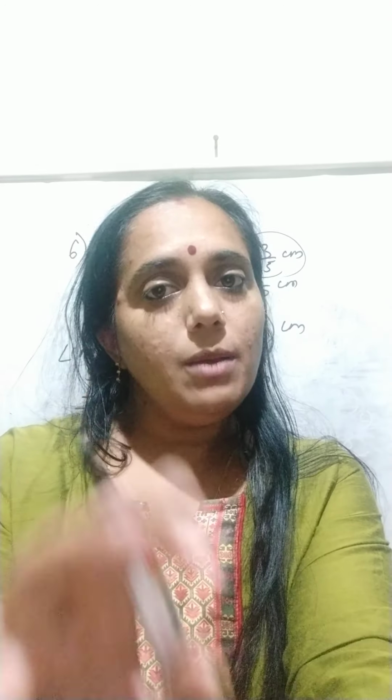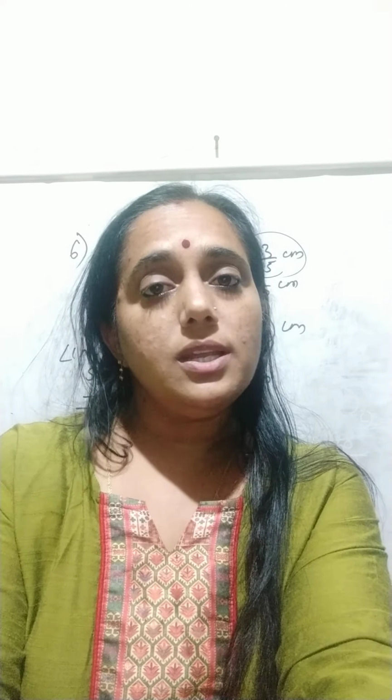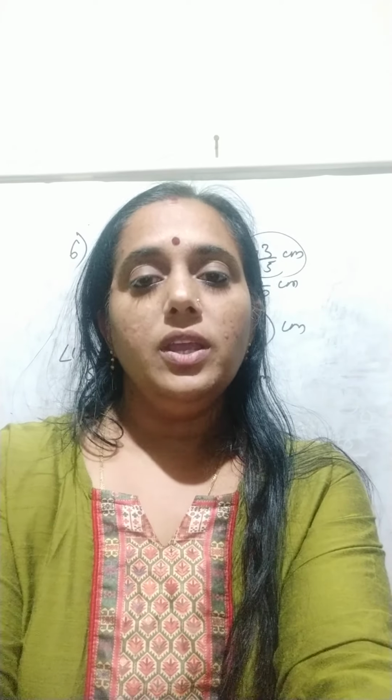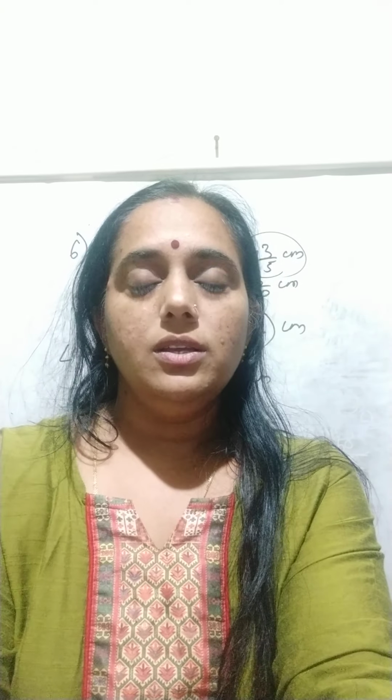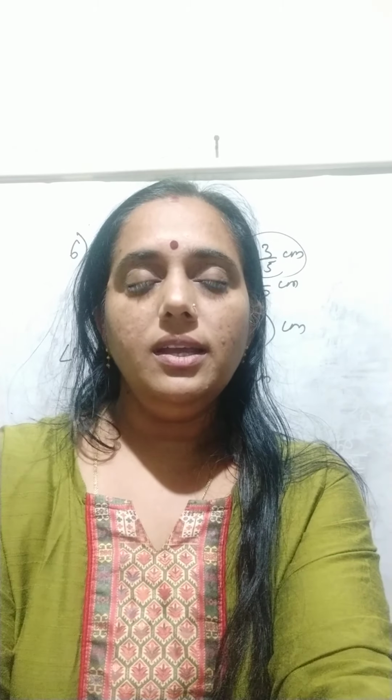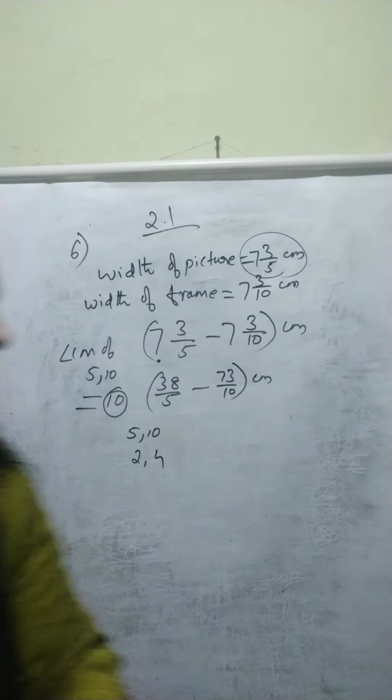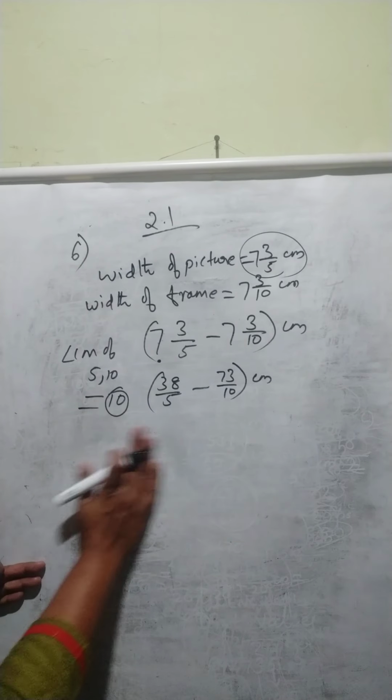Then in the case of 2 and 4, 4's table has 4 and 2's table has 4. So we can say 4 is the LCM. In the case of 10 and 20, 10's table has 20, also 20's table has 20. So we can say the LCM is 20. Okay, the greatest number will be the LCM. So here 10 will be the LCM.